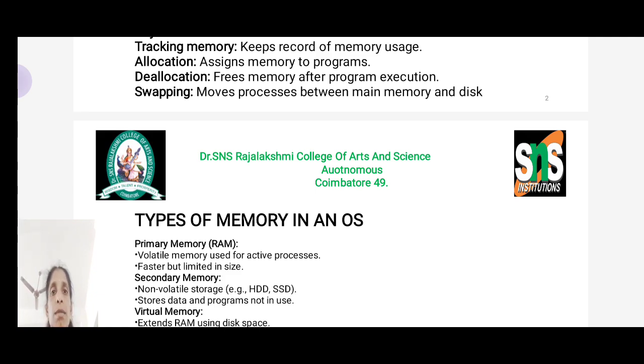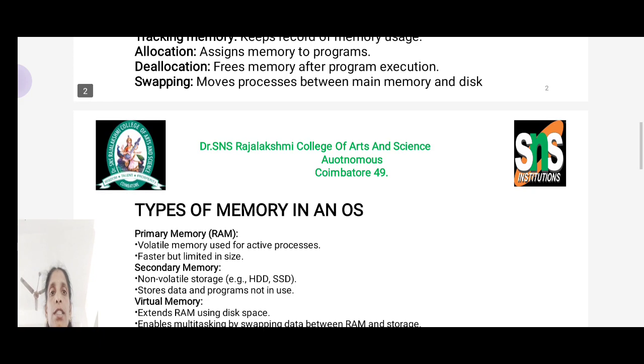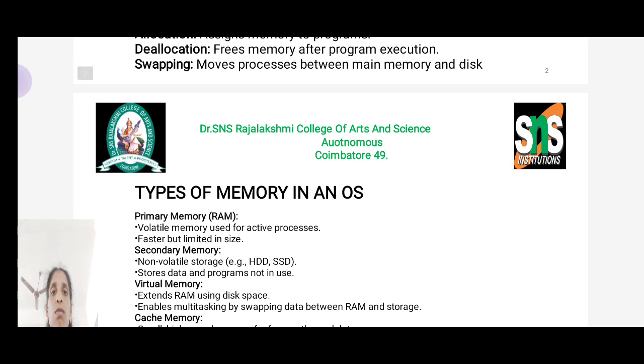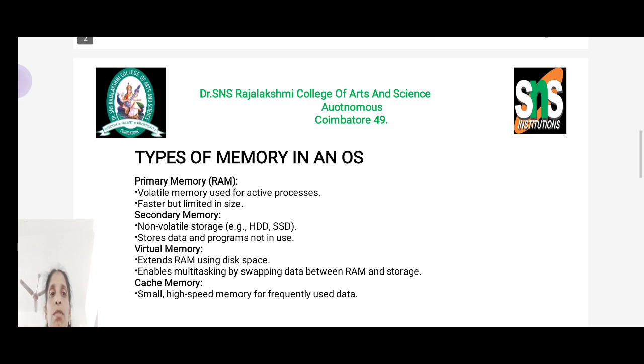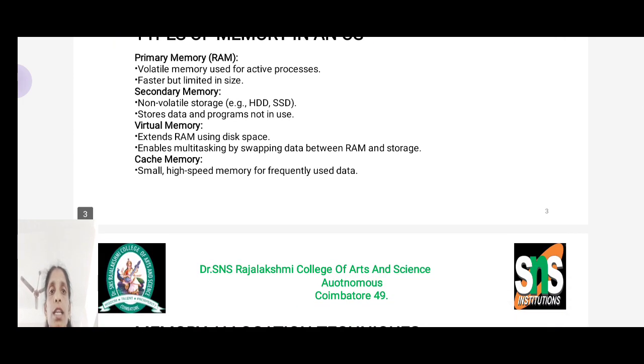Then secondary memory is non-volatile, for example HDD and SSD storage, and stores data and programs not in use. Virtual memory extends RAM using disk space and enables multitasking by swapping data between RAM and storage. And then cache memory is a small, high-speed memory for frequently used data.